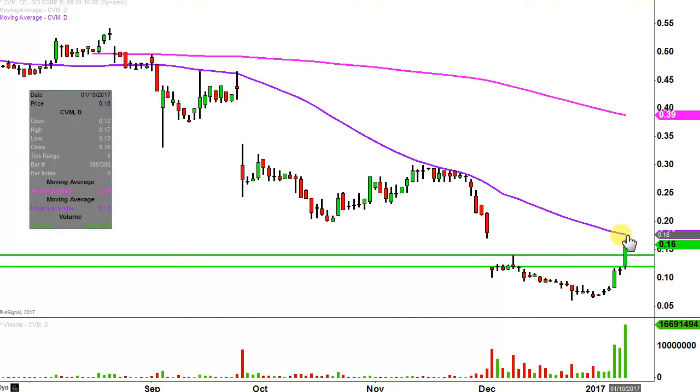All in all, though, very nice past 3 days, and as long as the price keeps on putting in these higher lows, the long-term chart's going to take care of itself.